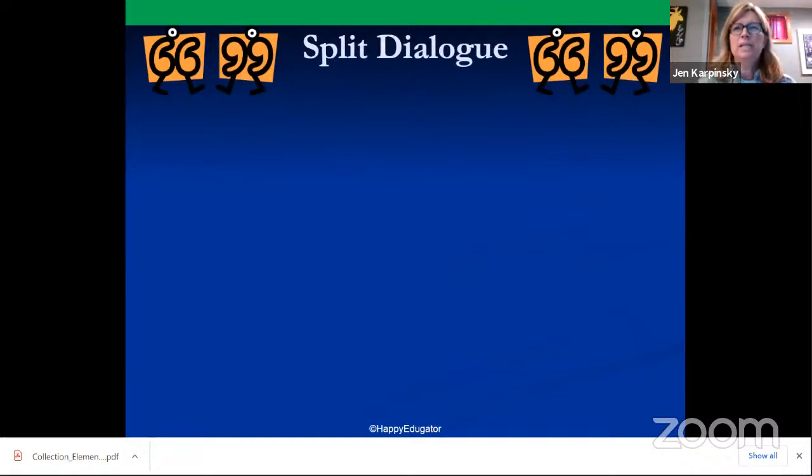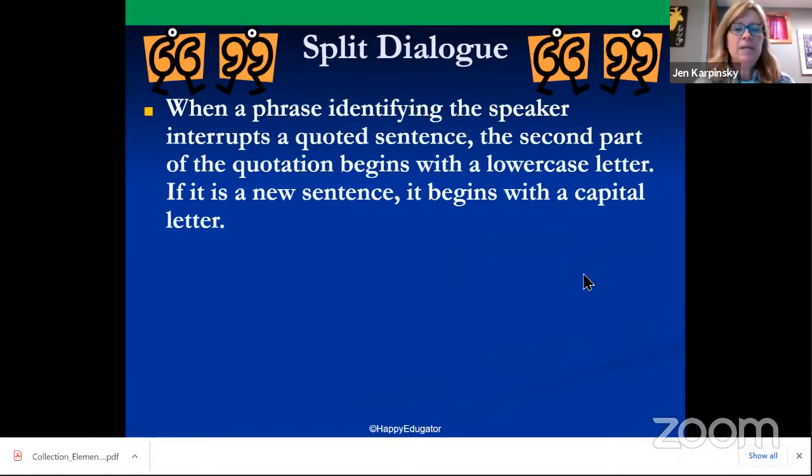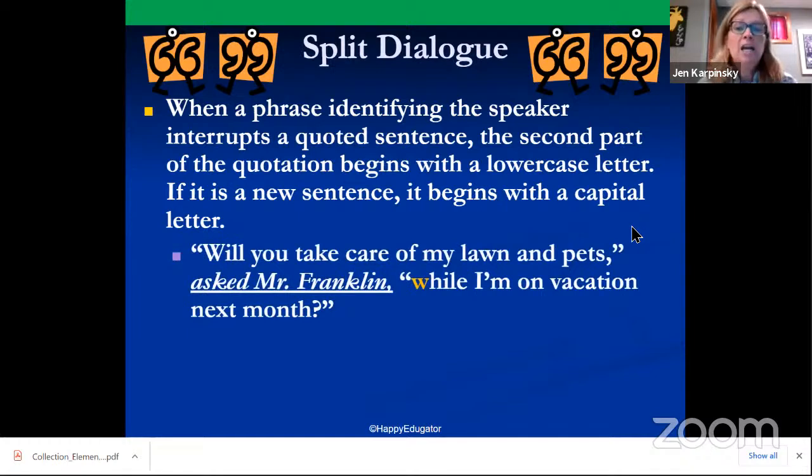Okay, what happens when you have split dialogue? That means that you have two pieces of dialogue. When a phrase identifying the speaker interrupts a quoted sentence, the second part of the quotation begins with a lowercase letter. If it's a new sentence, it begins with a capital letter. Just like we know that if we have a new sentence, we start with a new capital letter. If we have two parts in our quotation and the second starts a new sentence, it starts with a capital letter. But if it's not part of a new sentence, it does not. Let me show you. "Will you take care of my lawn and pets," comma, asked Mr. Franklin, "while I'm on vacation next month?"